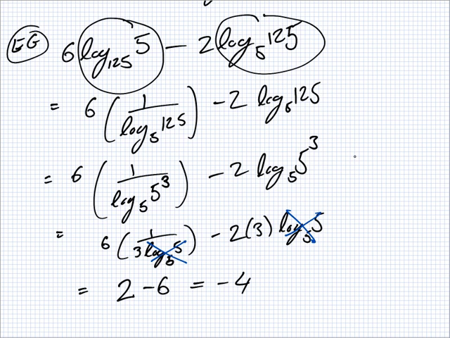Why did you subtract 2 from 6? Hang on. 1, 2, 3, 4, 5. Which line am I looking at? 5. Oh, why did I do this? 6 over 3 is 2. And 2 times 3 is 6.